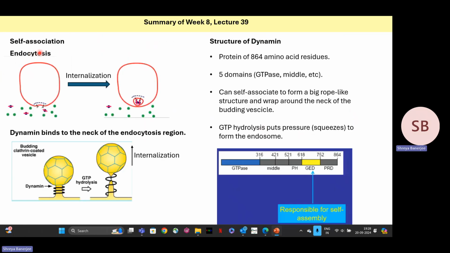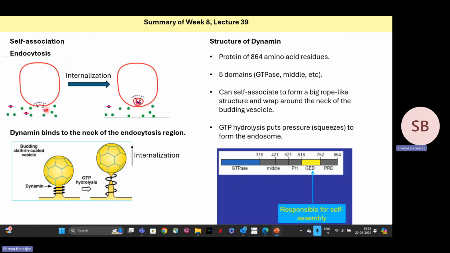Now there is something called self-association. We will look at the process of endocytosis. Endocytosis is basically, you imagine you have a cell, and there is a compound that needs to go inside the cell. So how this happens is that there are receptors on the cell surface. You can see these Y kind of things are the receptors.